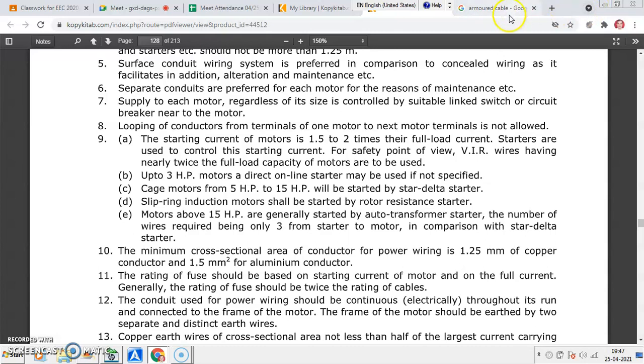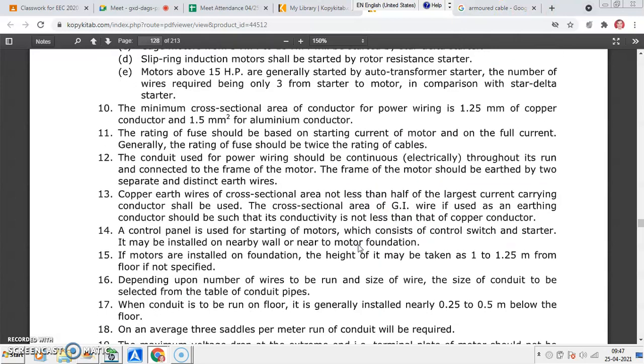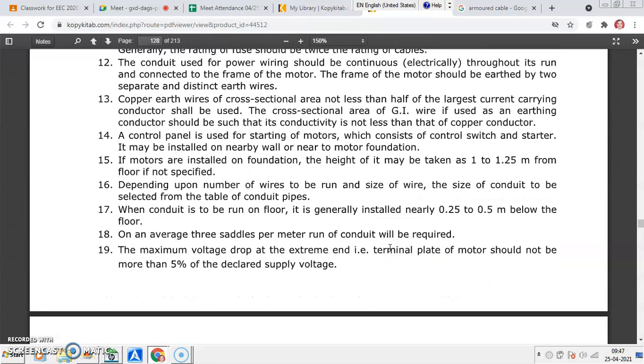Okay. Then next point, copper earth wires: cross sectional area not less than half of the largest current conductor that is to be used. Copper earth wire. Normally we are having this particular diagram.